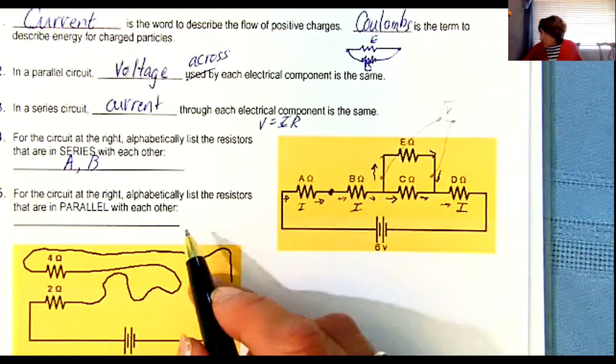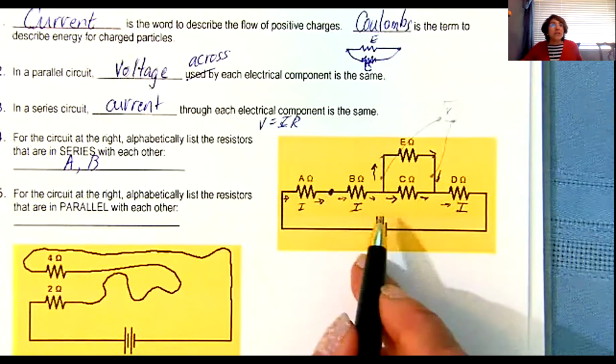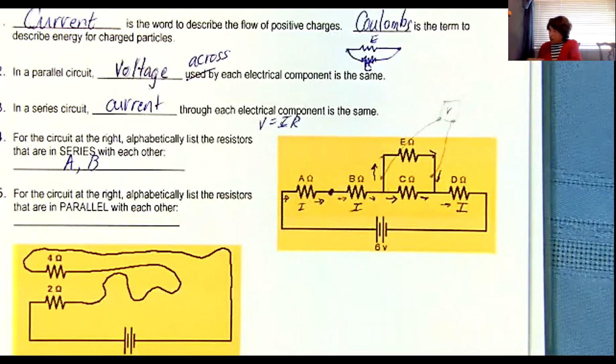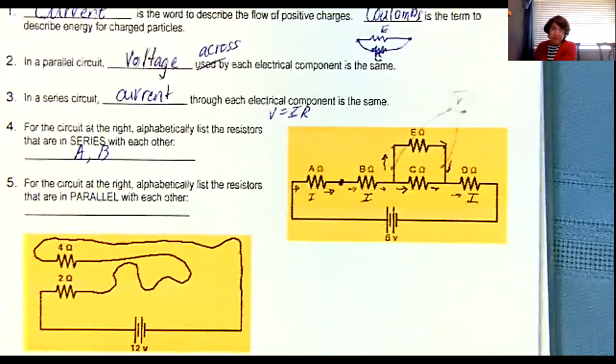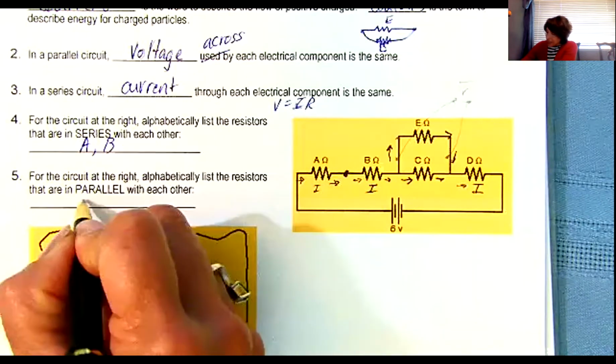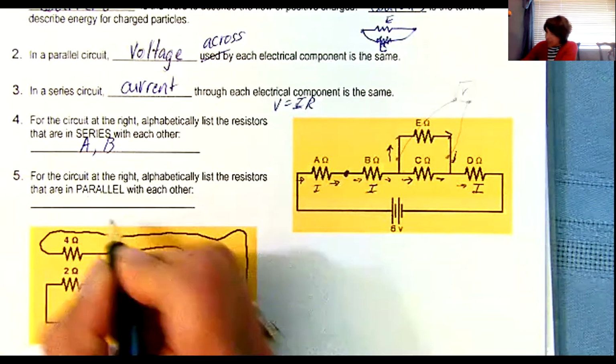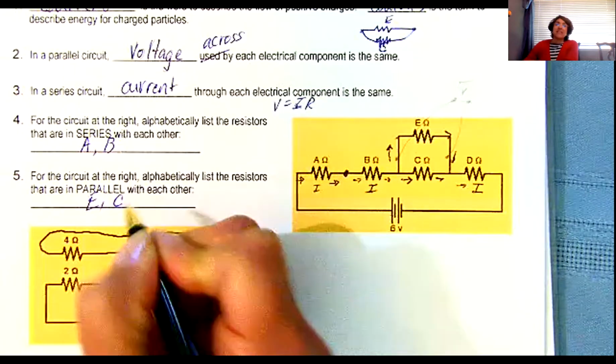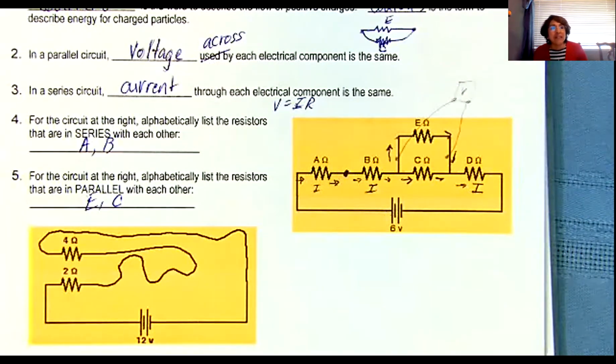Josue, number 5. In this circuit here, which resistors are in parallel to each other? Wouldn't it be E and C? No, wait, yeah, E and C. A and C, muy bien. E and C. Okay, muy bien.